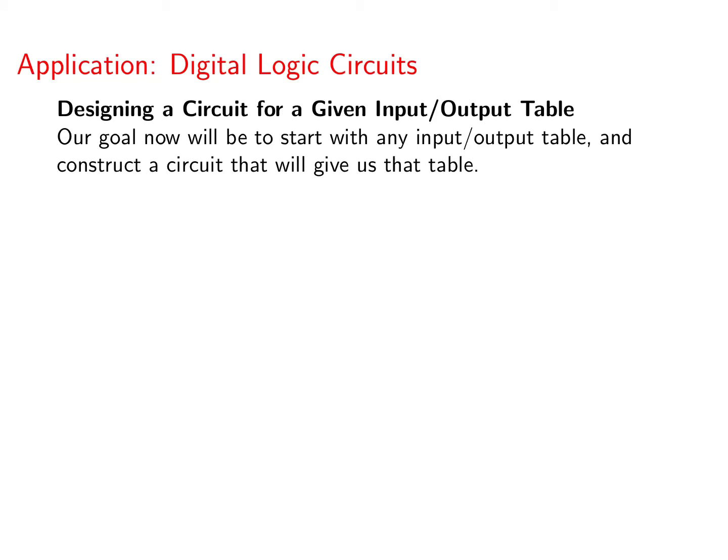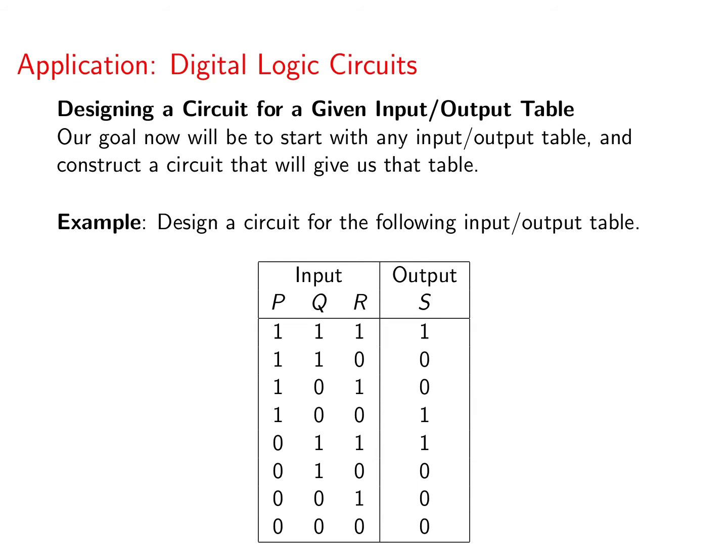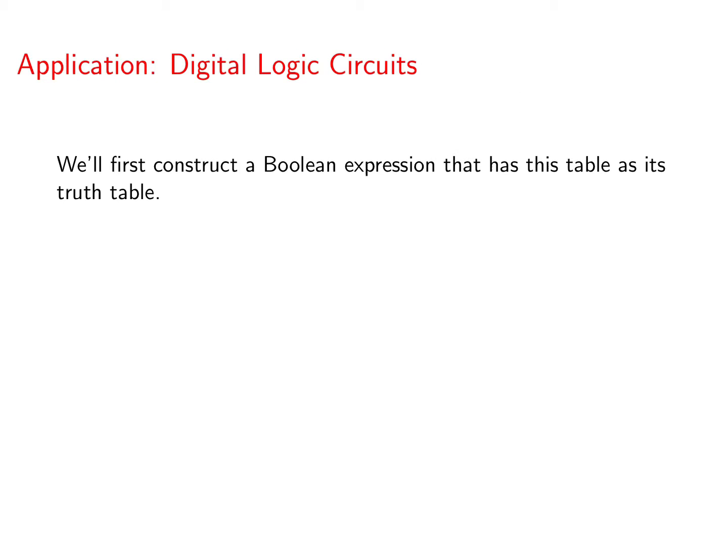Hello, discrete math fans. What we'd like to do is take a particular input-output table, any table, and design a circuit that will give us that table. As an example, let's take this input-output table and design a circuit. This is a very fundamental operation in digital logic design. First thing we're going to do is construct a Boolean expression that has this table as its truth table.